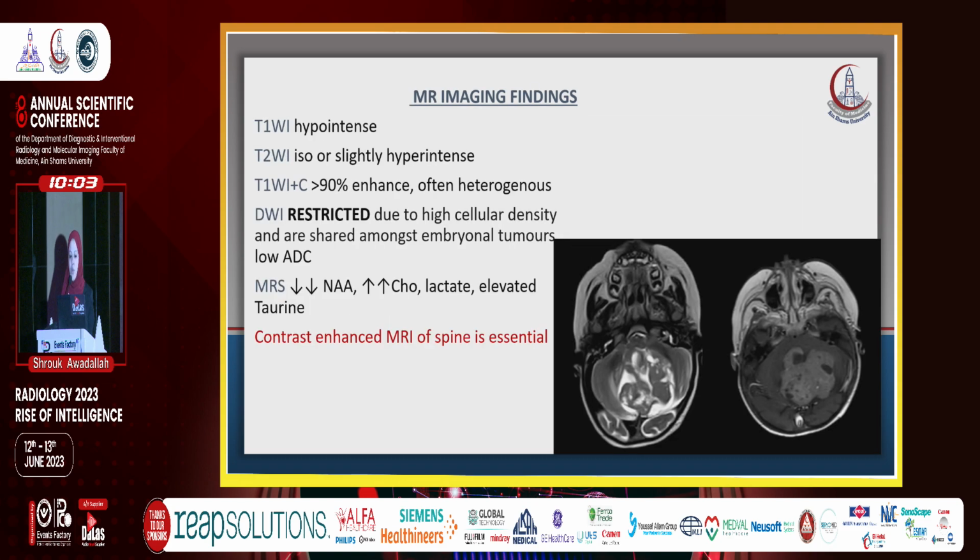On MRI T1 weighted images, the lesion is hypointense. On T2, it is iso to hyperintense. On contrast weighted images, more than 90% of cases enhance, also either homogeneous or heterogeneous enhancement.